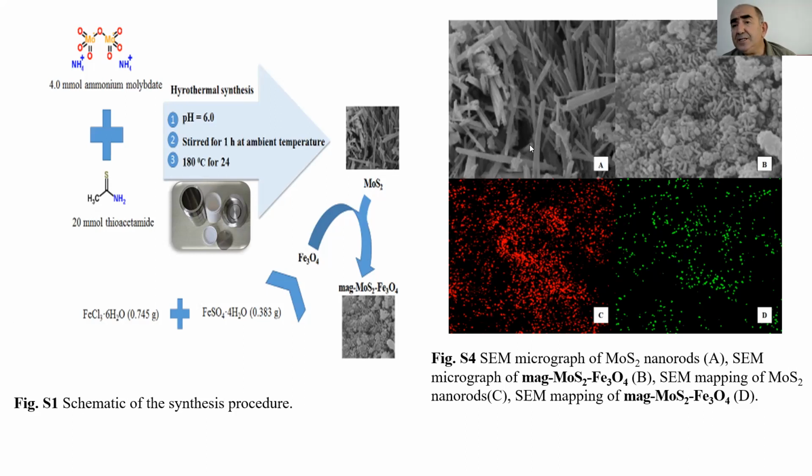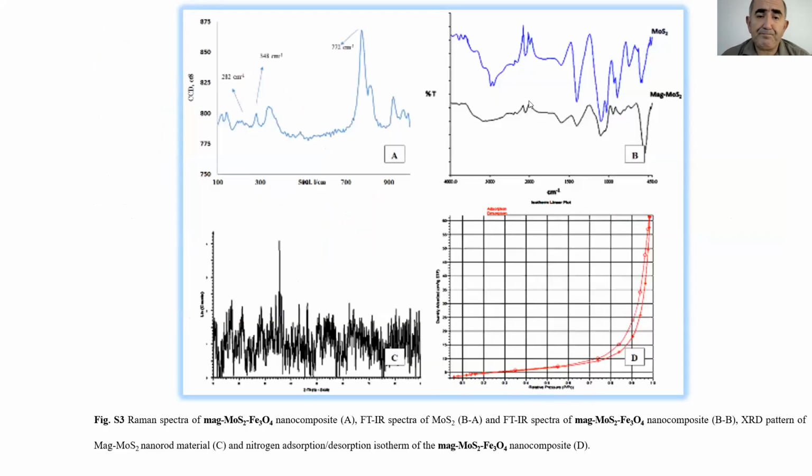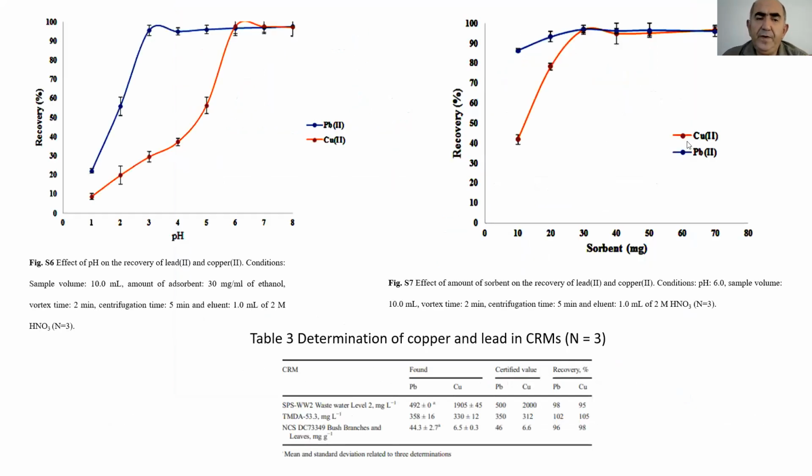The characterization of these materials is important. As you know, we used scanning electron microscopy in the characterization steps. Also, some mapping procedures, in figure D, you can see our new materials, and other characterization techniques, which include Raman spectroscopy, infrared spectroscopy, XRD, and BET methodology. After all of these methodologies, we characterize our new materials, and we can easily use them for solid phase extraction studies.